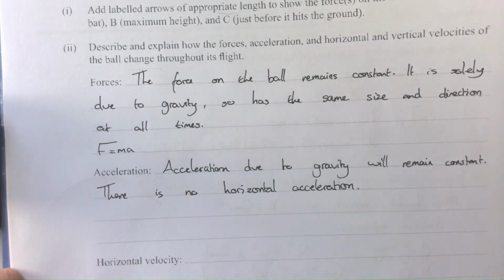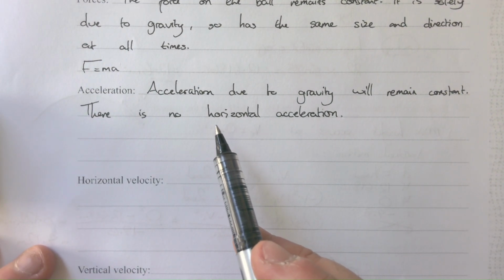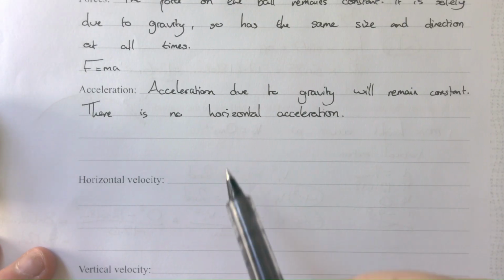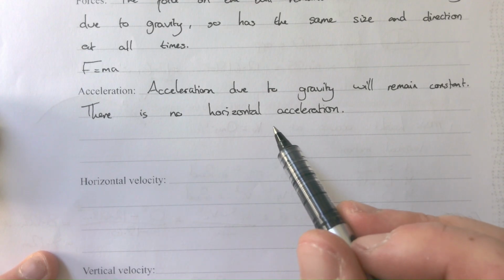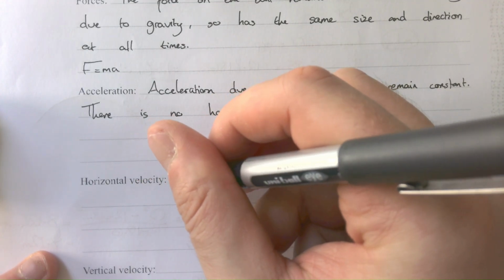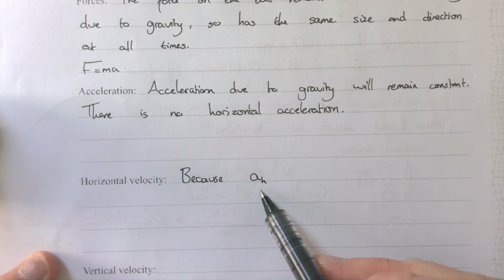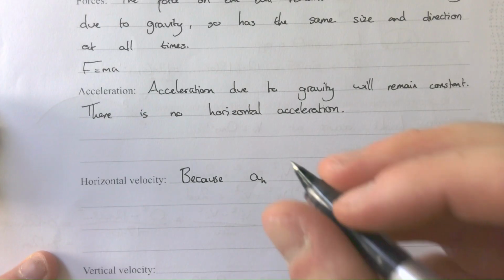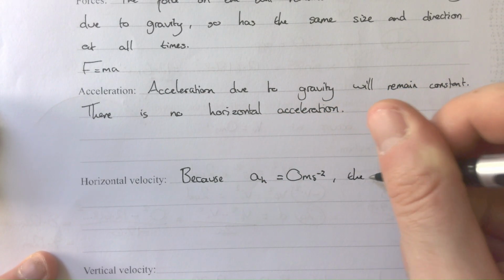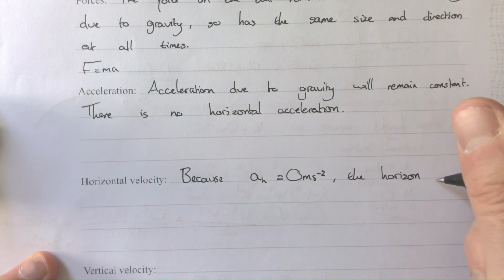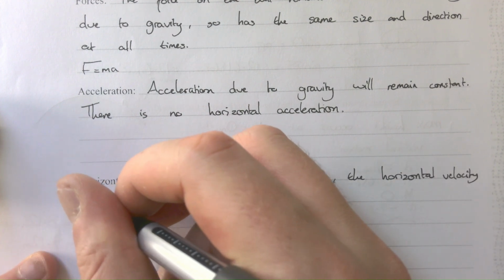Now, horizontal velocity's description is a consequence of this last point I've made. There is no horizontal acceleration. This is a really key sentence to have in these sort of answers. Because there is no horizontal acceleration, because AH, short for acceleration horizontally, equals 0, the horizontal velocity will remain constant.